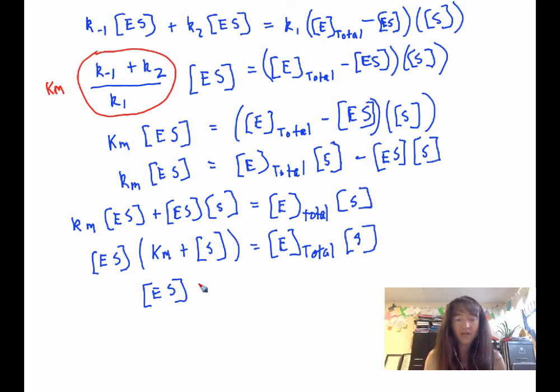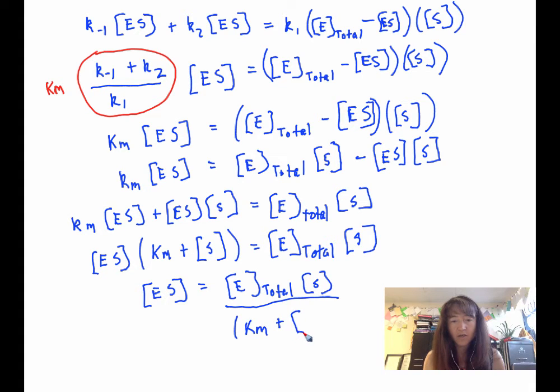And now we could actually solve for enzyme substrate, which is cool. Remember, that was one of our objectives. And so enzyme total times, I forget sometimes how much fun it is to derive equations. It just feels good. Km plus concentration of substrate. Okay, good.